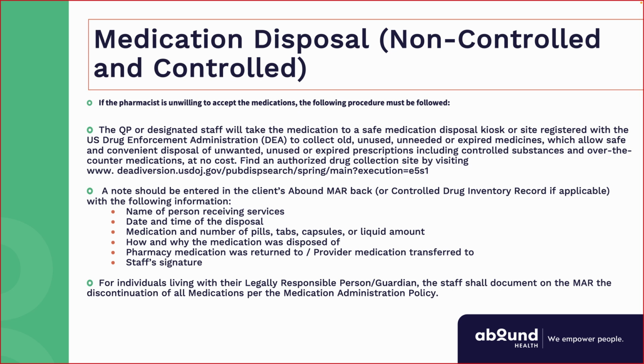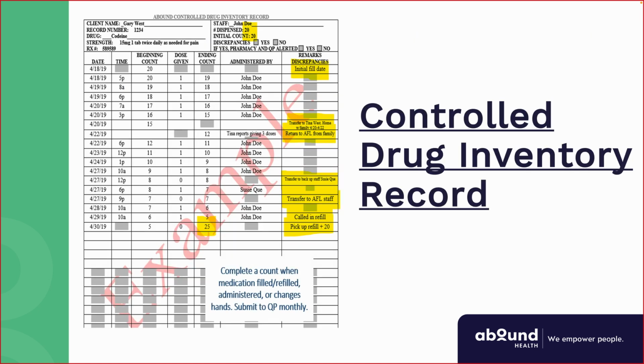The data you enter will be the same. This is an example of what a controlled drug inventory record would look like. This example has been filled out to include multiple scenarios. If you're getting a refill, or if you're giving medications regularly, or if you're transferring a dose of medication to another staff, just look at the yellow spots on here, and it's filled out accordingly.